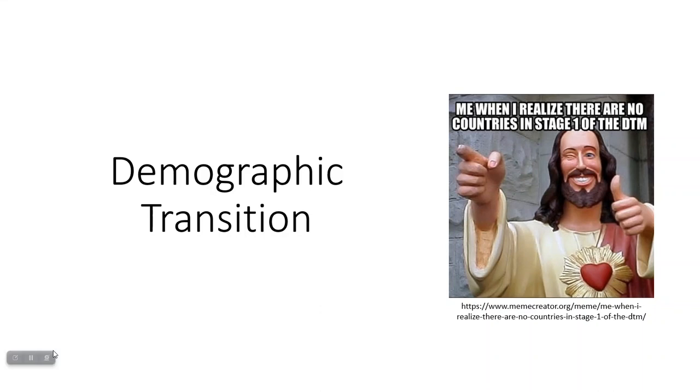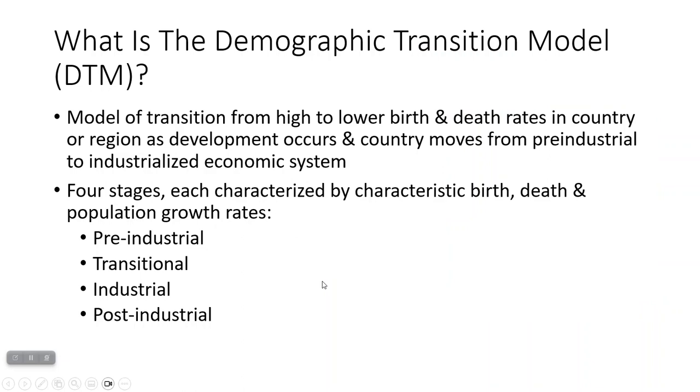Alrighty, and welcome to our final lesson in Unit 3. This is the demographic transition model. If you took AP Human Geography, you may have come across this before. If not, let's talk about what this is.